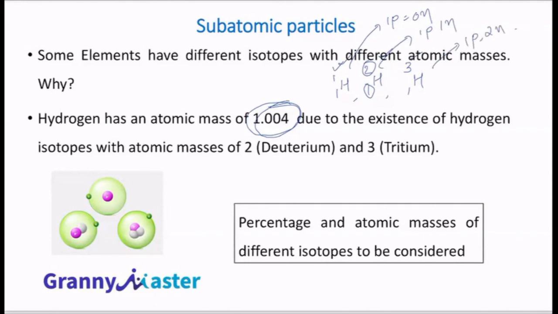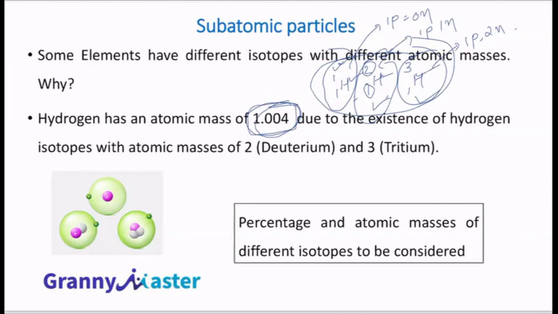If you look at the atmosphere, all these forms of hydrogen are present in our nature. The majority of the hydrogen will be 1H1, but there are traces of the other two isotopes in nature. So we have to consider the percentage and atomic mass of these isotopes also. Once you consider the percentage and atomic mass, the atomic mass of hydrogen may contain some decimal.